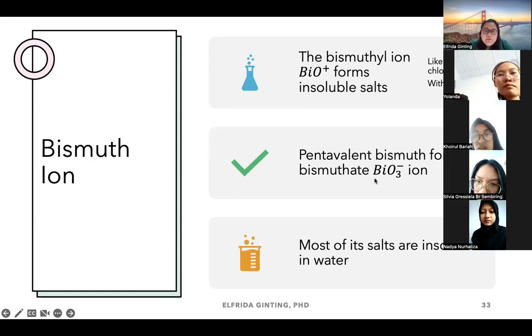Now, what happens if we have pentavalent bismuth? Pentavalent bismuth is the BiO3 negative ion. This pentavalent bismuth, if it reacts with another cation, will form a salt, right? The salt will be insoluble in water.